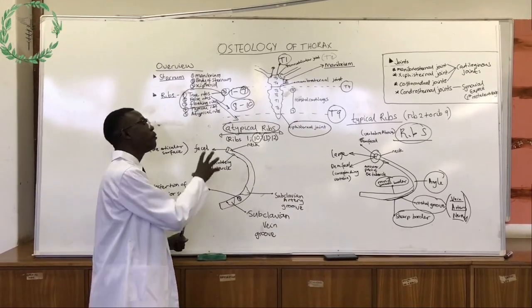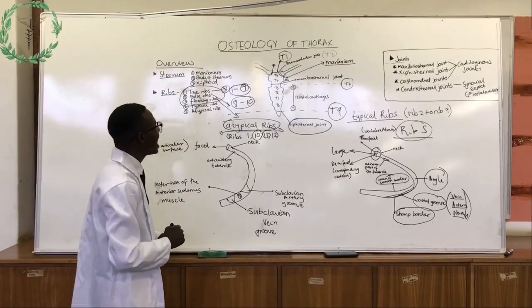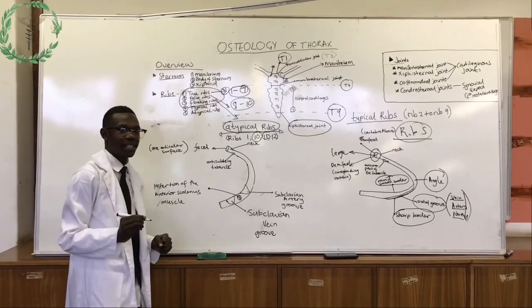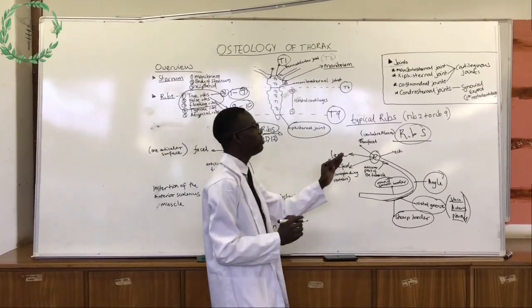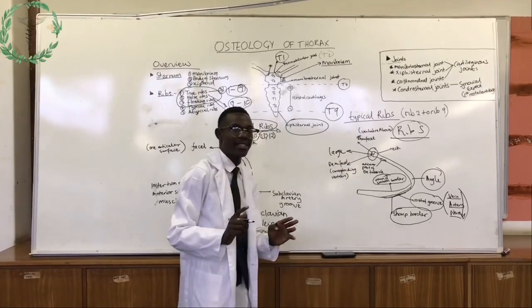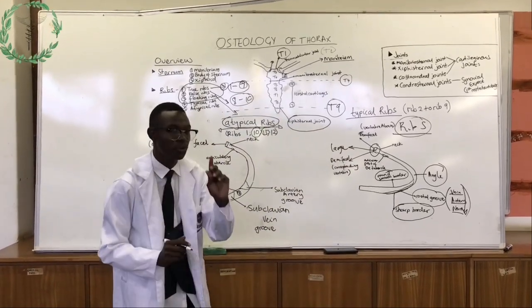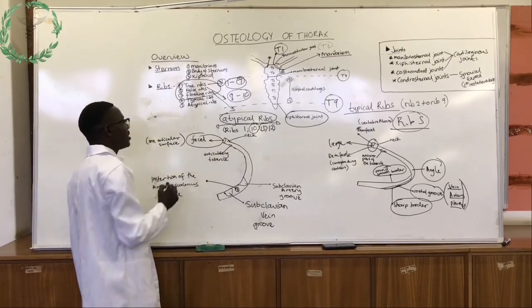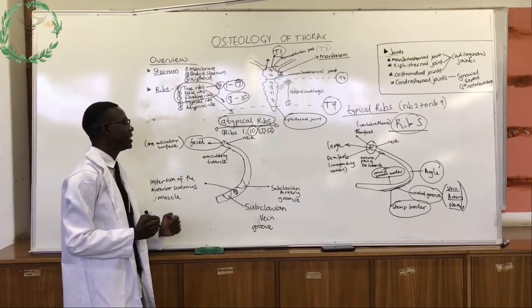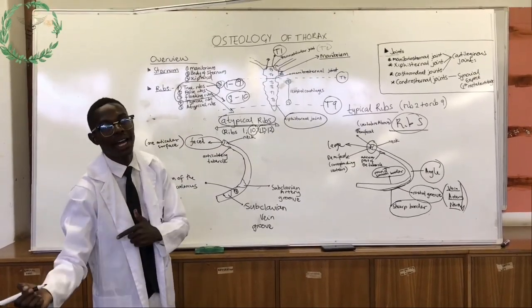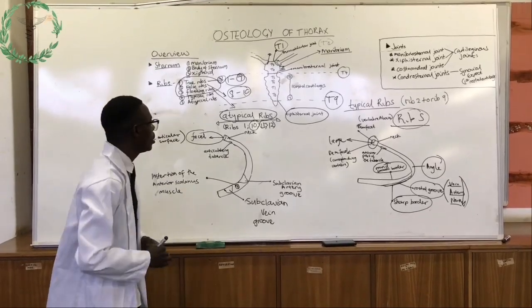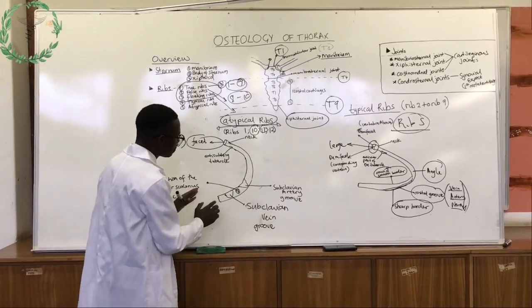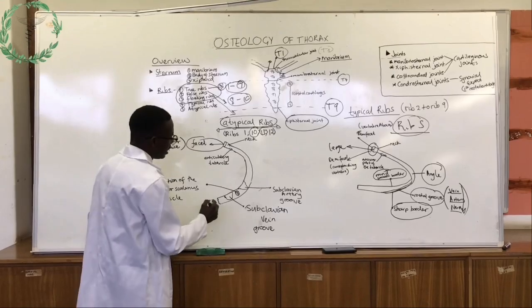Atypical ribs have one facet each, because they articulate with one vertebra, whereas typical ribs have 2 demifacets. They articulate with the 2 vertebrae. Right. So, this is the facet. Rib number 1 will articulate with T1, which is thoracic vertebra number 1. So, there's something that is essential, that is important about rib number 1.